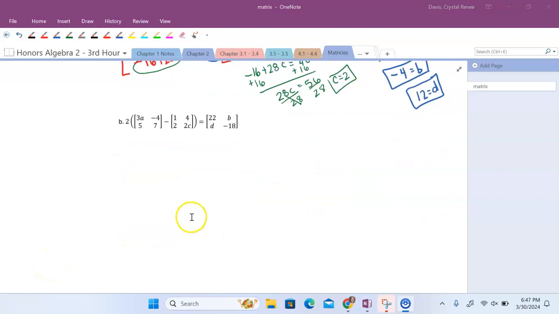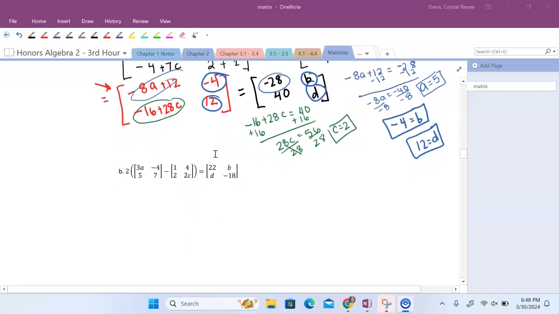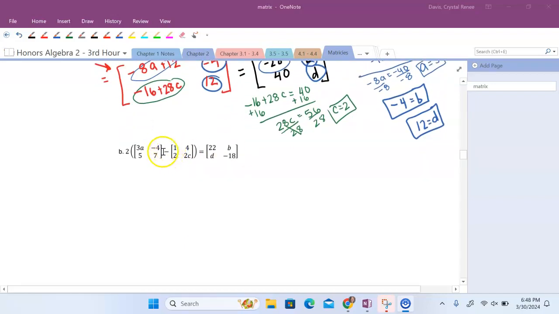All right, I want you to go ahead and pause this video, take a minute, and try to work out B on your own. If you need help, refer to A, but notice the only thing different is there's a minus sign here, but the process is the same. Go ahead and pause this, work through it, and then we'll go over it.